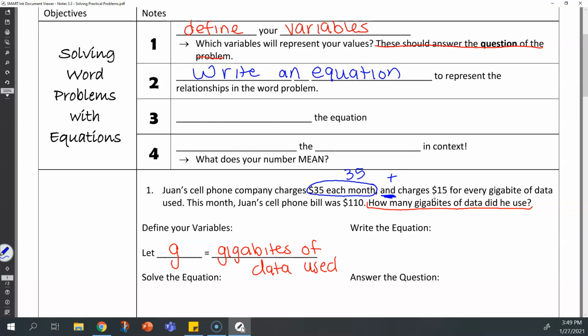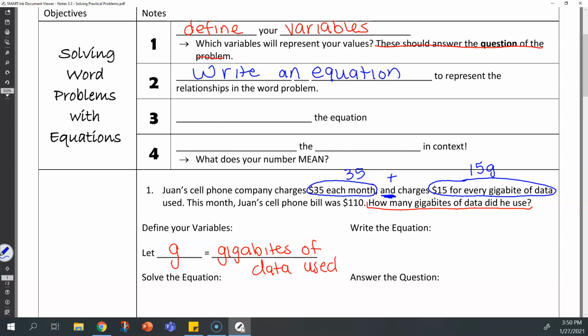Now, that's not just $15. Okay, if he uses 1 gigabyte of data, then yes, it's $15. But if he uses 2 gigabytes of data, then it goes up from there. It's $30. If he uses 3 gigabytes, now he's at $45. So I'm going to represent this as $15 times the number of gigabytes. Well, just in my last step, I determined that I'm going to use G to represent that number, whatever it happens to be. So $15 for every gigabyte gives me that 15G.